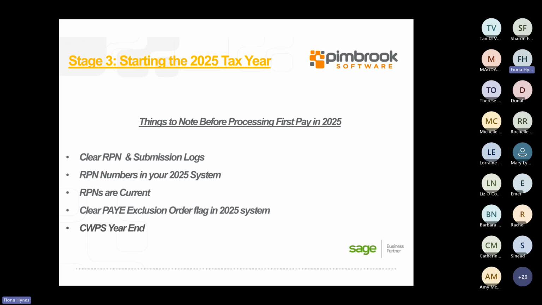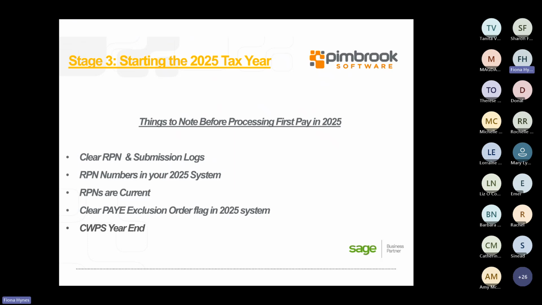It will clear the RPN and submission logs. These logs will start again for the 2025 tax year, and this makes them easier to manage and reconcile. It will reset the RPN numbers in your 2025 system. So when you create your 2025 payroll, the RPN numbers in the employee detail records will be cleared. The RPN numbers will start again at 1 for the new tax year for each employee. Sage will only import the 2025 RPNs. So in the first week, it should import an RPN for all employees, usually starting at number 1.